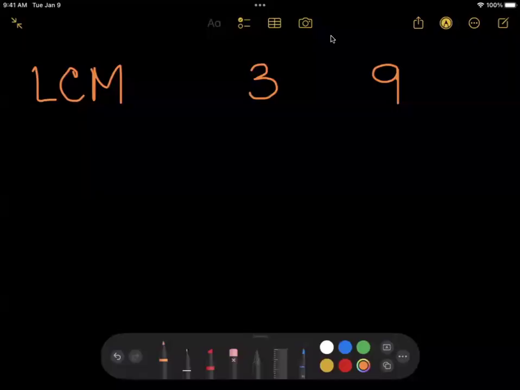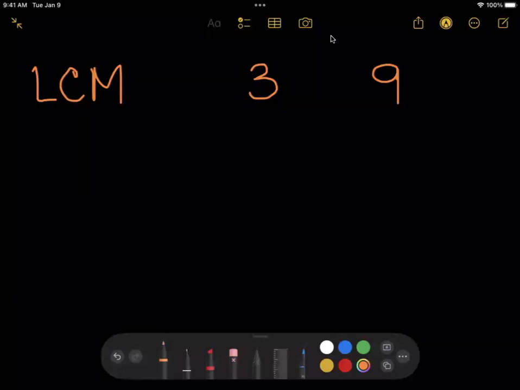Okay, so the least common multiple, or the LCM, of two numbers is where we're looking to find the multiple that is the smallest that they have in common. So multiples are what happens when we multiply the number. And they look very similar to skip counting.